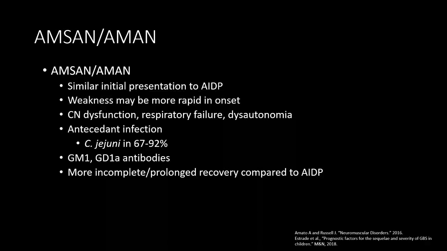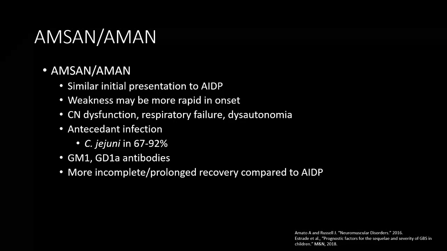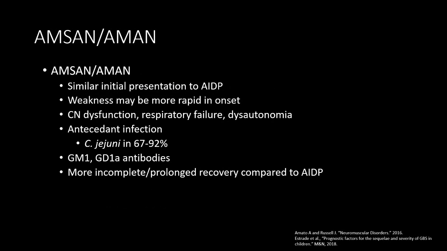For the axonal form, there's a very similar initial presentation to AIDP. The weakness might be more rapid in onset, with patients reaching their nadir within a 24-hour period. These patients can also have cranial nerve dysfunction, respiratory failure, and dysautonomia. It's maybe a little bit less common to have cranial nerve dysfunction in the axonal form. That antecedent infection that's classically associated with the axonal form, like I previously mentioned, is Campylobacter jejuni diarrhea, and there's evidence of this prior infection in 67 to 92% of patients. And then these patients are much more likely to be antibody positive.